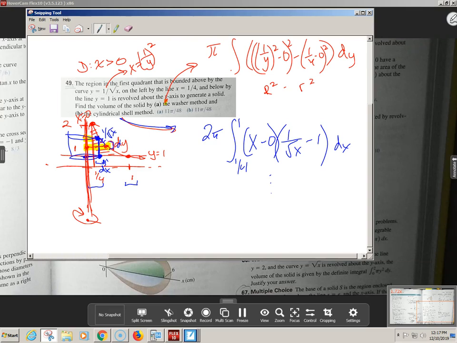That would have been number 49, going either direction. The setup is just a bit harder on washers, but not impossible. The setup was a bit more simple on shells, but only if you see it.